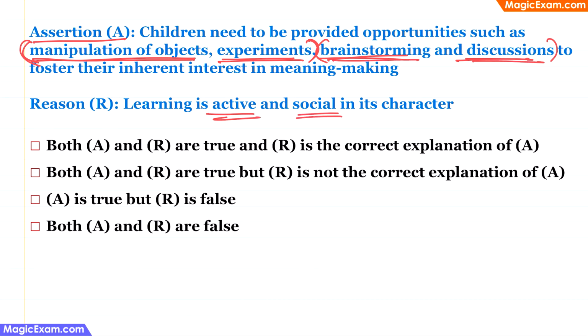and social learning. Therefore, assertion A is correct, and the reason R is also correct, and the reason R supports the information given in assertion A. So when we look at the answer choices, the first one, which says that both A and R are true, and R is the correct explanation of A, is the correct answer here.